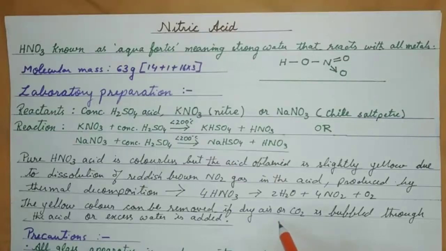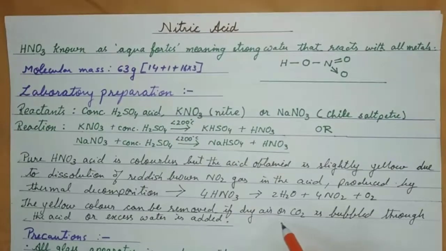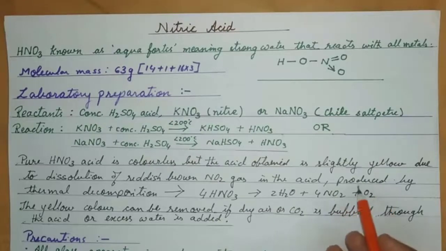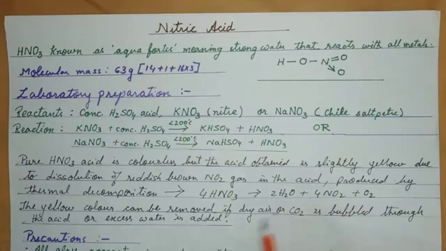This yellow color can be removed by dry air or CO2, or even excess water can be added to remove the yellow color of the acid, because dry air and carbon dioxide when bubbled will drive out nitrogen dioxide, and water can quickly mix and the yellow color can be removed.